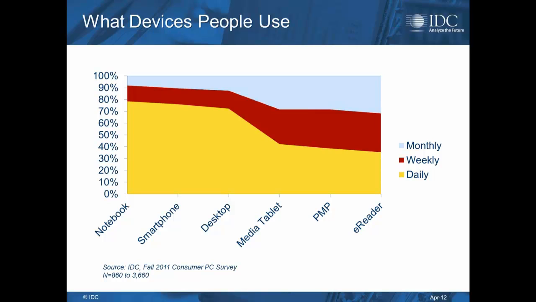Many of us are carrying around more than one. This slide is drawn from our consumer PC survey from last fall. And as you can see here, the usage patterns are actually pretty different from device to device. So despite the love affair with tablets today, less than half of tablet owners actually use their tablets on a daily basis. It's a pretty surprising finding until you stop and think about the fact that every tablet owner also owns a phone and a PC.